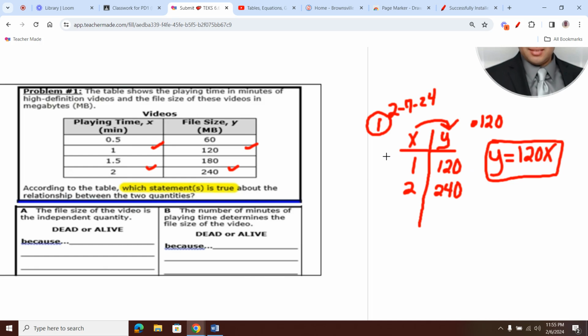But now the real question is, you want to know which of these statements is true. So let's start with A. The file size of the video is independent. If you notice, file size is right here with a Y. Is that the independent? So I'm going to put here, A: it is wrong, because Y is the dependent.